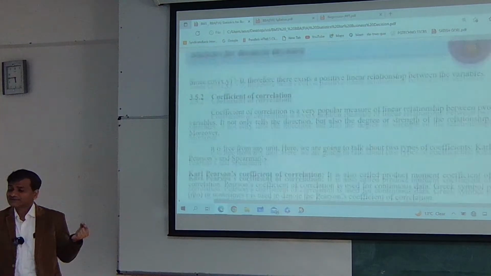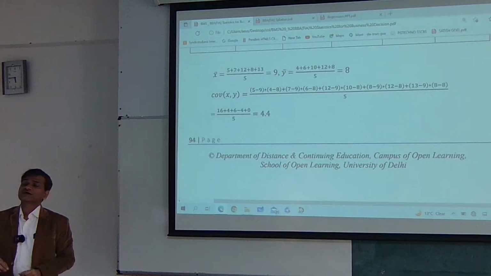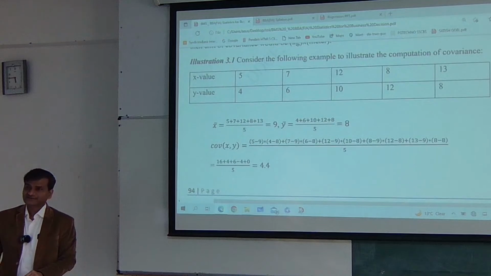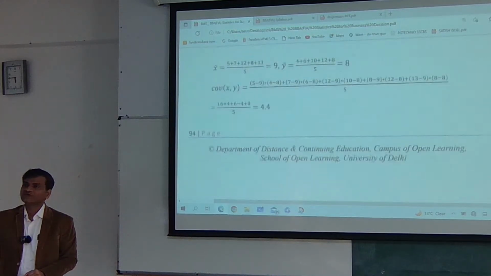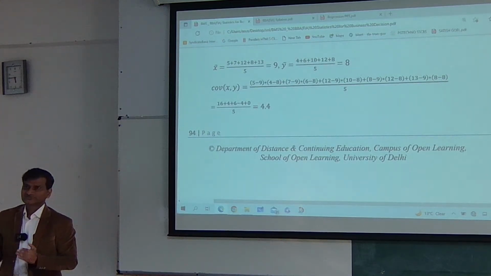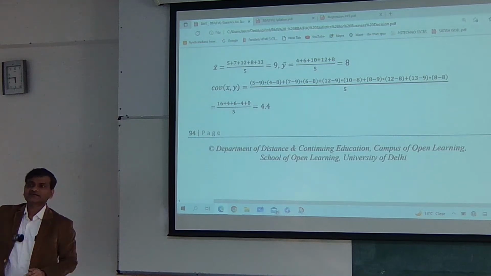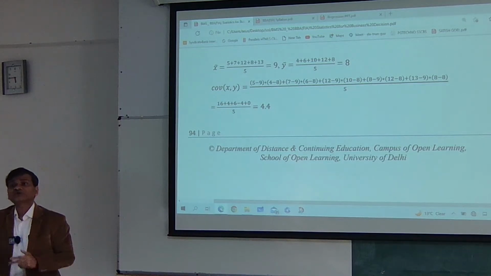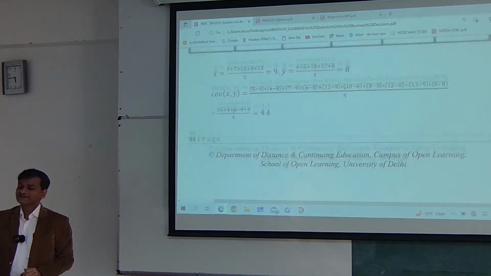First of all, this covariance is not free from units. Suppose x is height and y is weight; x and y can be any two variables. Height is in centimeters and weight in kilograms. So this unit of 4.4 would be height into weight. It would be squared, like height times height gives centimeter squared, but here it is height and weight, so height into weight. So it is not unit free. Covariance is not unit free.